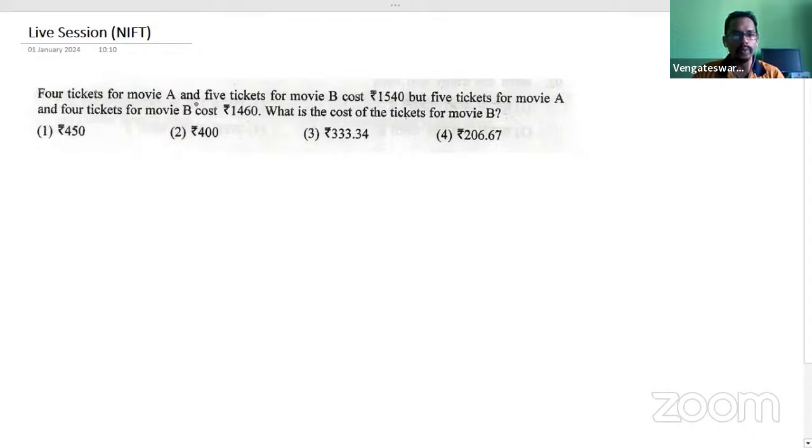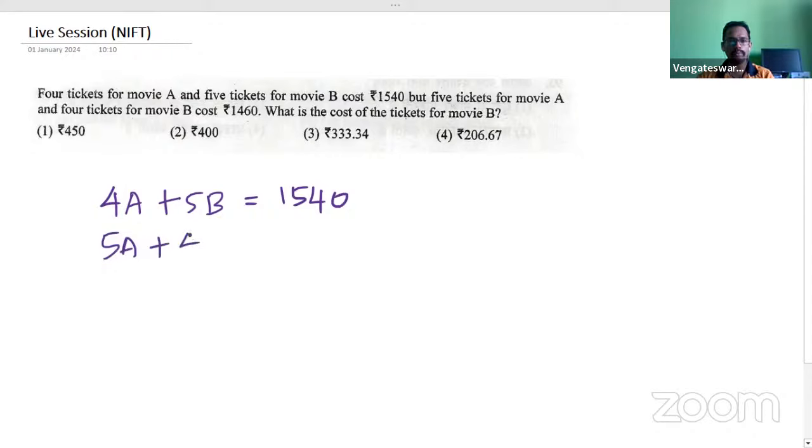4 tickets for movie A and 5 tickets for movie B cost a total of 1,540. That means we'll form an equation for this. We'll take the price of a ticket for movie A to be A, and for movie B to be B. So 4A plus 5B is equal to 1,540. But 5 tickets for A and 4 tickets for B cost 1,460, which means 5A plus 4B is equal to 1,460. Now, what is the question? What is the cost of a ticket for movie B? I need to find the price of movie B's ticket, which means we're asked to find the value of B. Not a very complicated process, but we need to play with the numbers very carefully. That's important.